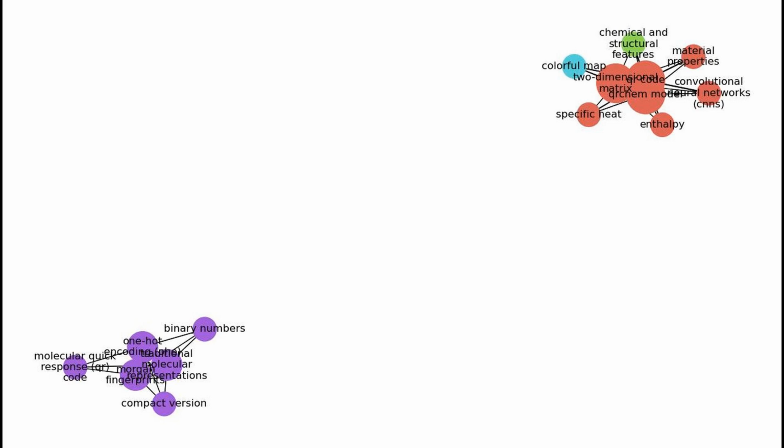In practical terms, the QR code can capture more chemical and structural features in a compact manner, making it more efficient and informative. This leads to better predictions of material properties, as the QR code helps the model understand and differentiate between molecules more accurately. Studies show that the QRChEM model, which uses these molecular QR codes, outperforms the older methods, demonstrating that it can predict properties like specific heat and enthalpy with greater precision and speed.